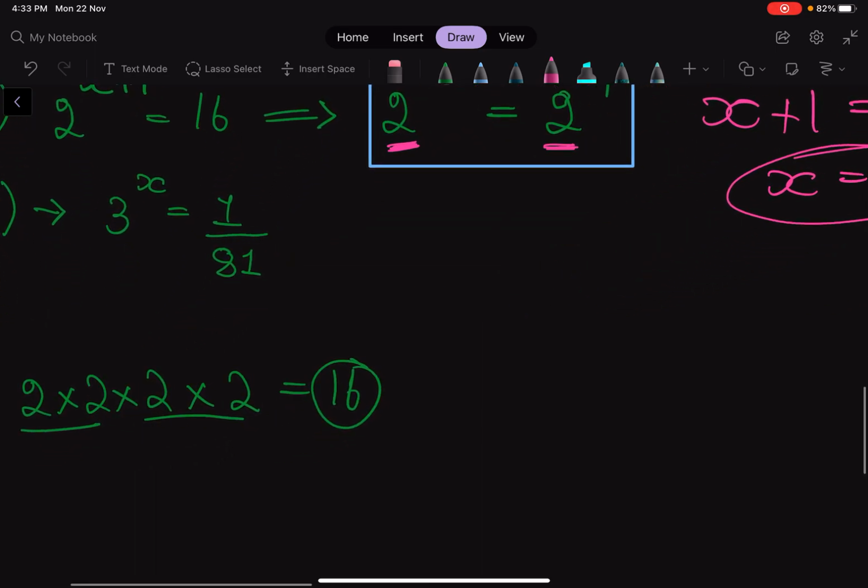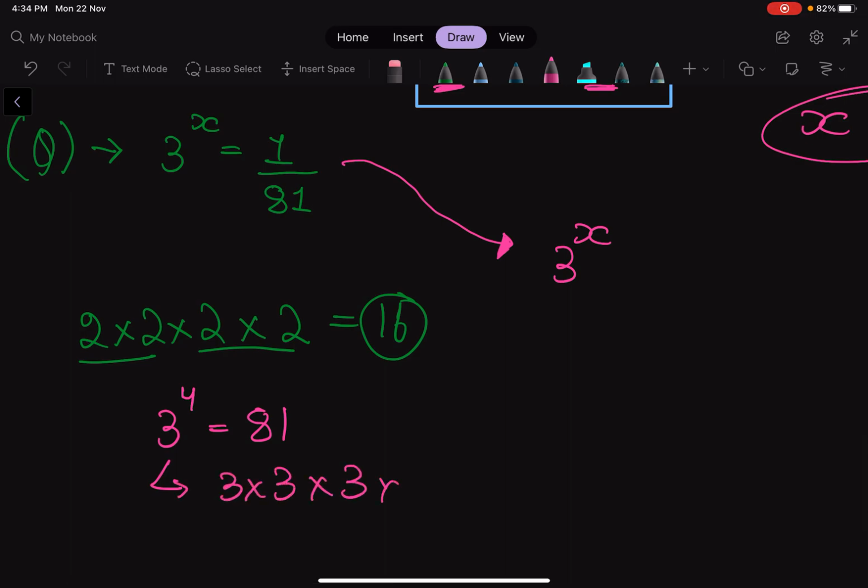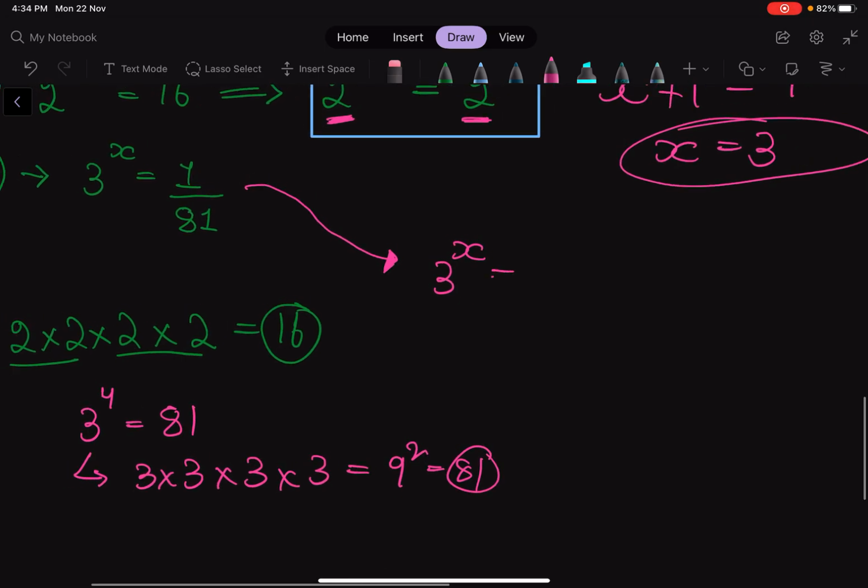Let's try out the next one. Just you need to make the bases same and then equate the powers. So it's 3 power x. And let's think, what power of 3 is 81? I think 3 power 4 is 81. So it's like it's 3 times 3 times 3 times 3. It's 9 square, 81. So 3 power x equals 1 upon 3 power 4.